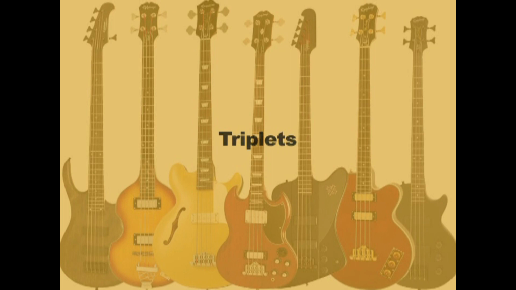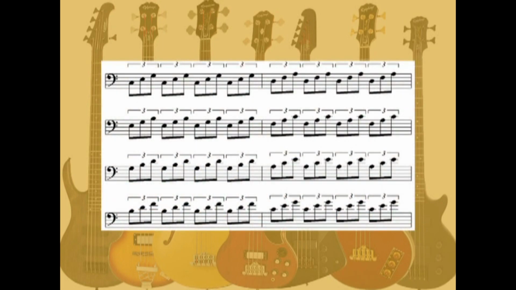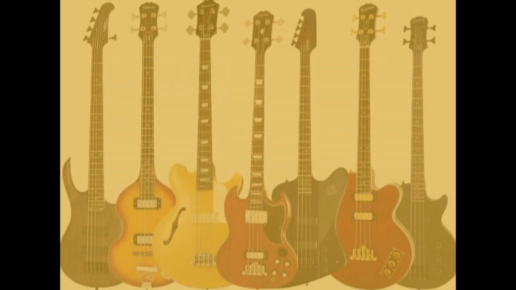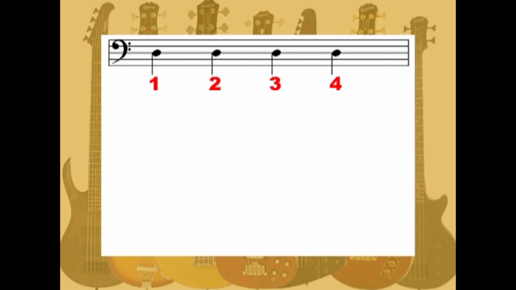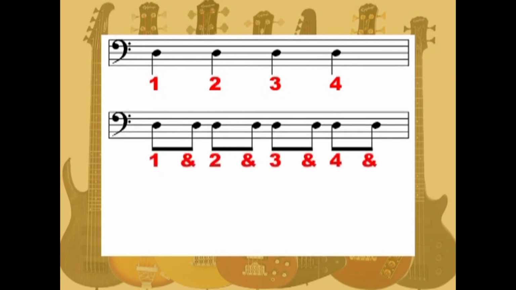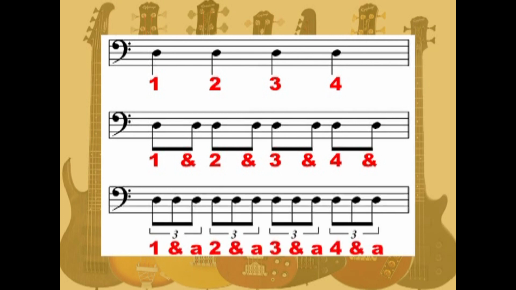When eighth notes are bracketed into groups of 3, the note value is called a triplet. This divides each count into 3 pulses. We learn that quarter notes equal 1 beat and are counted 1, 2, 3, 4. Next, we learn that eighth notes divide each beat into 2 pulses and are counted 1 and 2 and 3 and 4 and. Triplets divide each count into 3 pulses and are counted 1 and a, 2 and a, 3 and a, 4 and a.